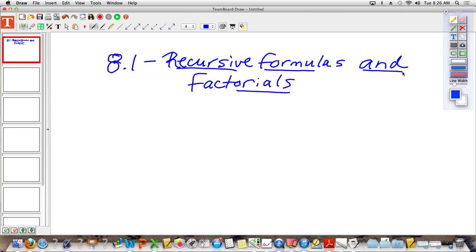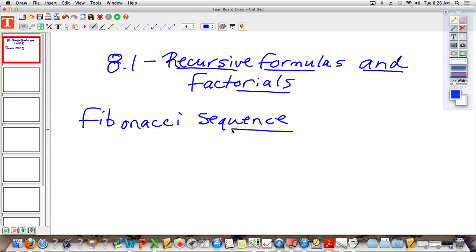Last year, if you had me, we talked about this thing called the Fibonacci sequence. Do you remember that? I gotta make sure I spell this right. Fibonacci. We're not going to talk about it much this year, but it's a really good sequence to talk about when you're talking about recursive formulas. So the Fibonacci sequence is recursive because it requires you to take previous terms to get to the next term. So it is recursive.